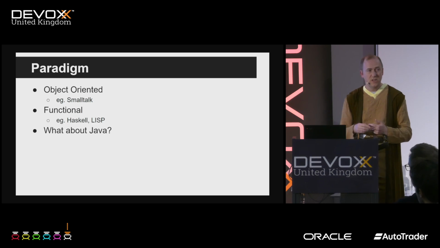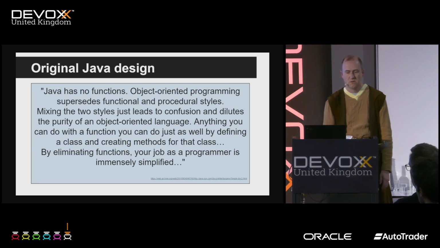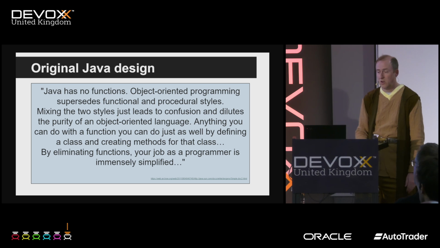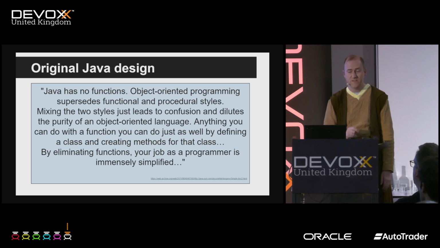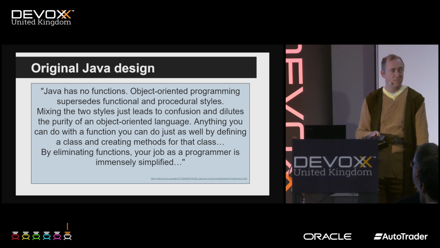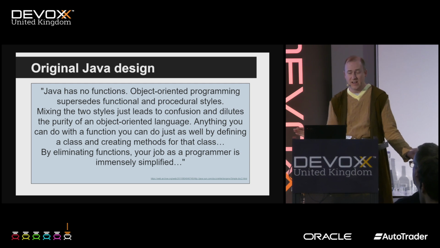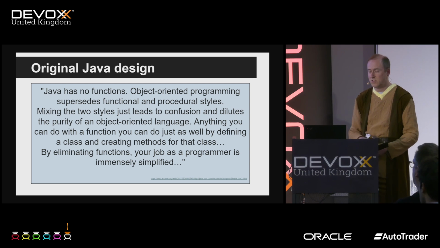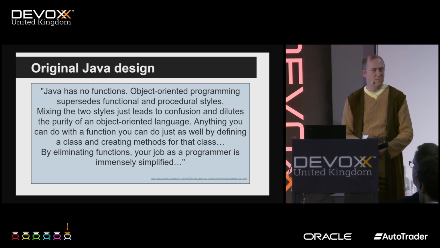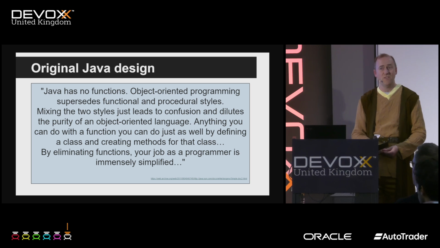Would it be object-oriented or would it be functional? Well, here's the amusing part about what Java thinks of itself. "Java has no functions. Object-oriented programming supersedes functional procedural styles, and mixing these two styles just leads to confusion, dilutes the purity of OO. Anything you can do with a function you can do by just defining a class and methods, and by eliminating functions, your job as a programmer is immensely simplified." And that is from 1.0 Java. That is what was written when Java first came out.